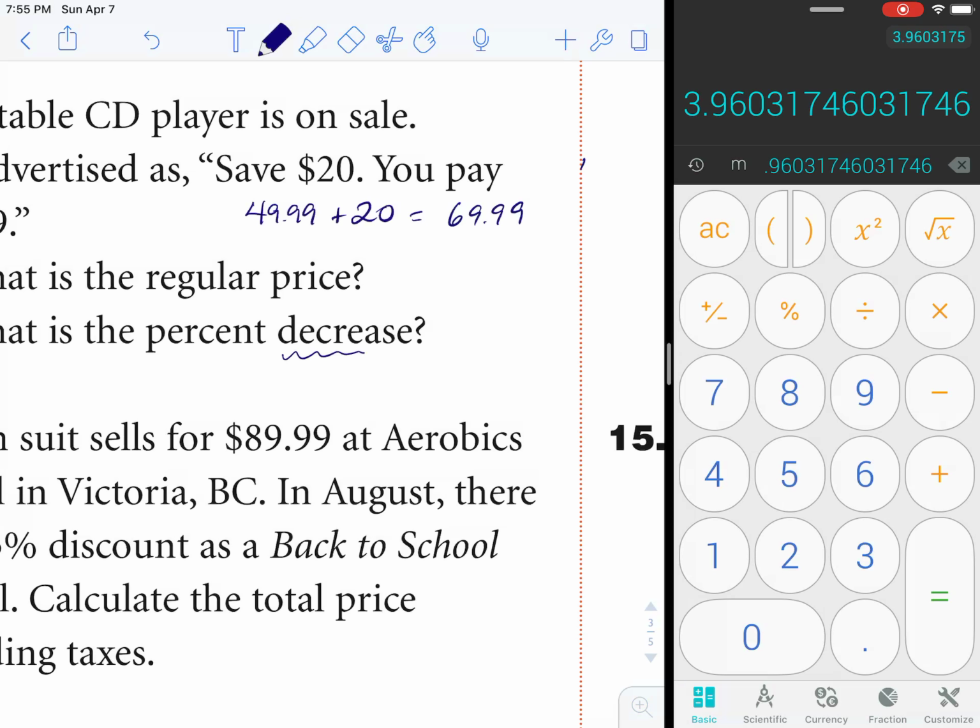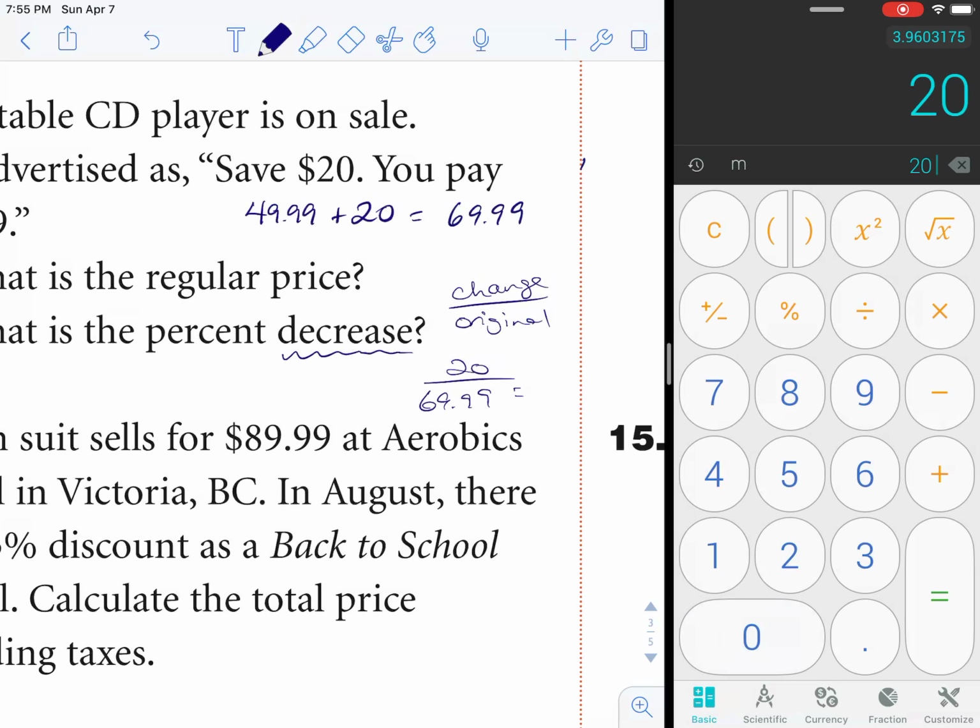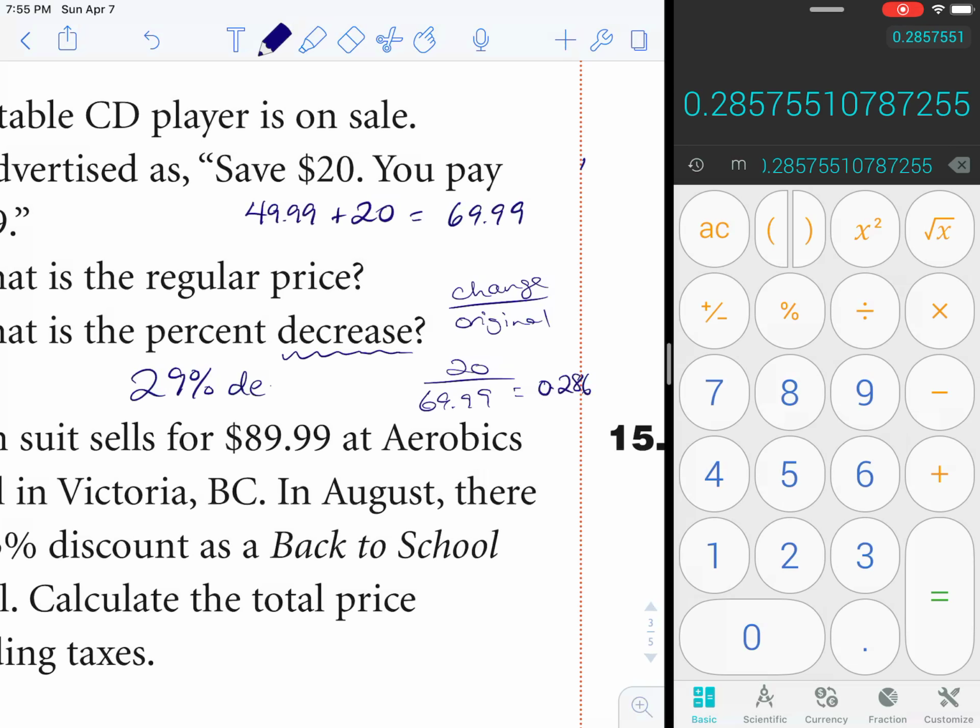What's the percent decrease? Well, that's the change divided by original. So the change was 20 bucks and the original 69.99. So 20 divided by 69.99, that's 0.286. So that's a 29% decrease.